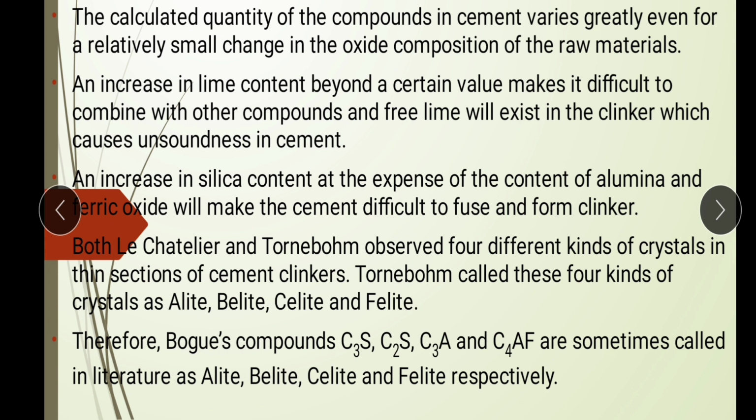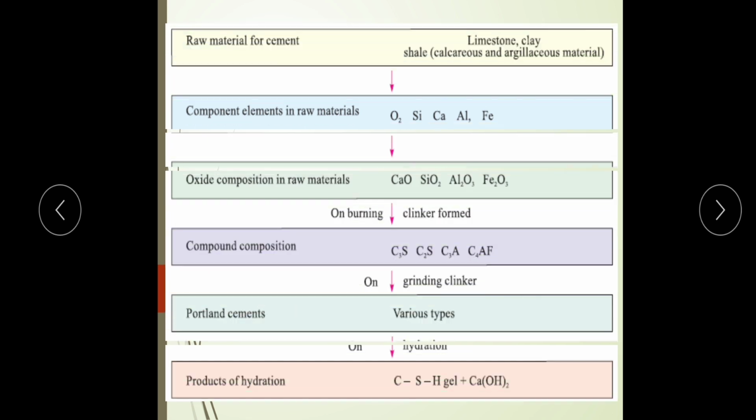So therefore the Bogue compounds, which we generally call C3S, C2S, C4AF and C3A, can sometimes, based on the Tornebohm classification, be called alite, belite, celite, and felite.